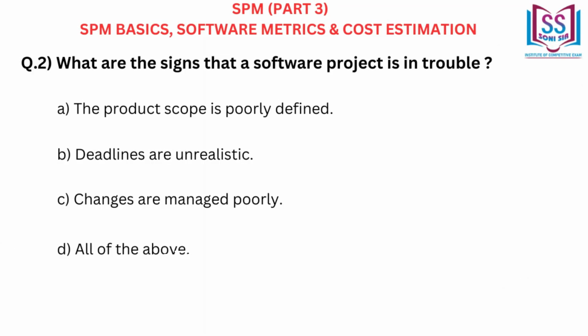What are the signs that a software project is in trouble? A. The product scope is poorly defined. B. Deadlines are unrealistic. C. Changes are managed poorly. D. All of the above. Answer D. All of the above.